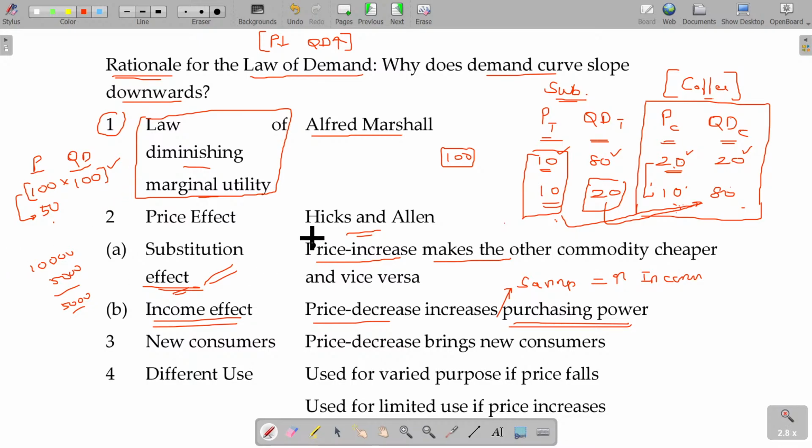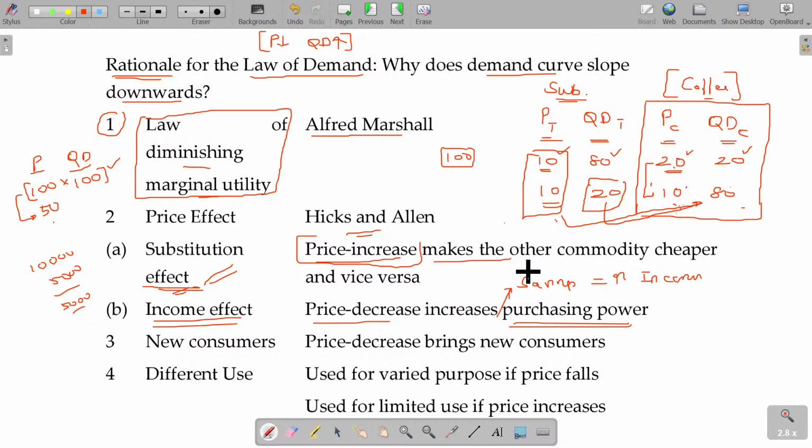The price increase of my commodity, coffee, makes the other commodity, tea, seem cheaper. So I'll shift from coffee to tea. There is no price change in tea. There's a price change of my commodity only. My commodity's price increase makes the other product seem cheaper, not really cheaper. And vice versa. A price decrease of my commodity makes the other product seem costlier. Of course, there is no change in that other commodity. So that will also have the impact of the law of demand as per the substitution effect propounded by Hicks and Allen. Hicks and Allen discuss the other way also.